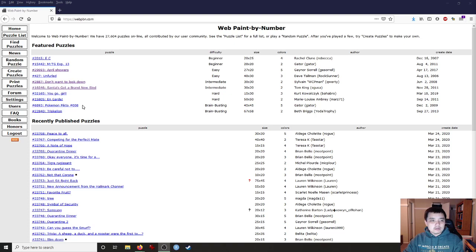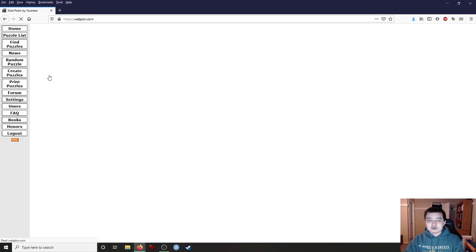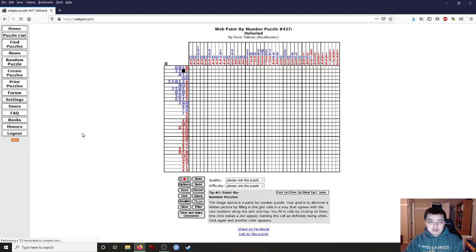Here we have a puzzle called Web Paint by Number, and what I'll do today is I'll choose this one here that's allegedly easy difficulty and 40 by 30 in size. It's called Unfurled, and we see we have a puzzle in two colors, red and blue, and we'll try to figure out what the picture is.